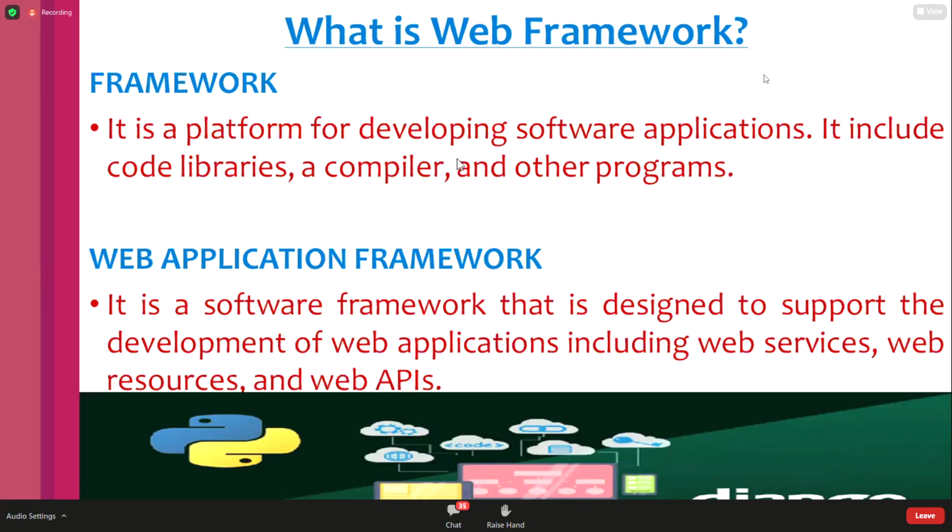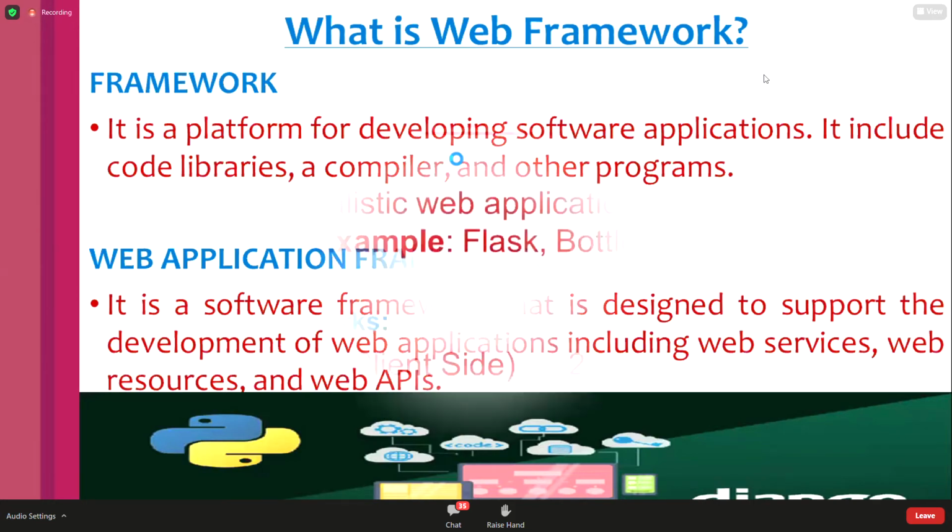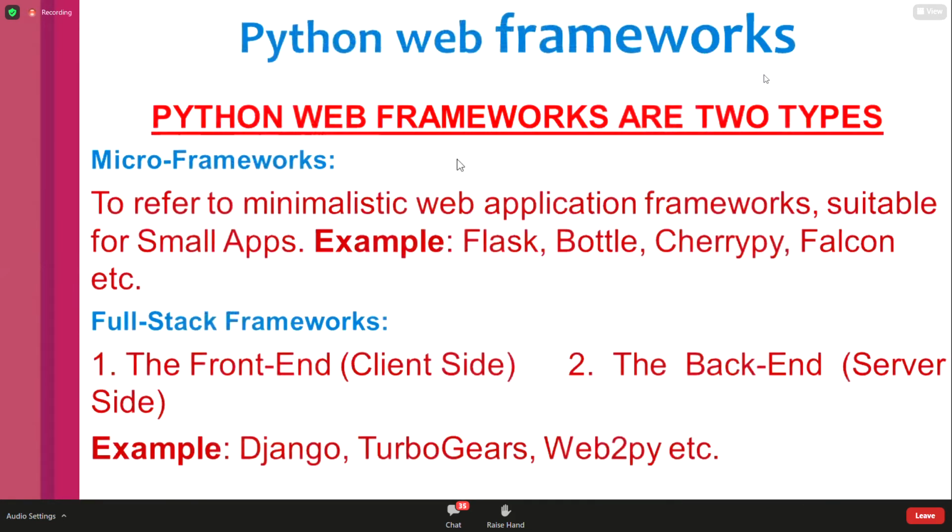That is a framework. These frameworks are classified into different types: maybe web frameworks, Windows frameworks, scientific frameworks, mathematical related. Among those, today we selected web application related frameworks, or web frameworks. A web framework is a platform to develop web applications more effectively, including web services, web resources and web APIs also available here. After that, I'm moving forward to Python web frameworks.